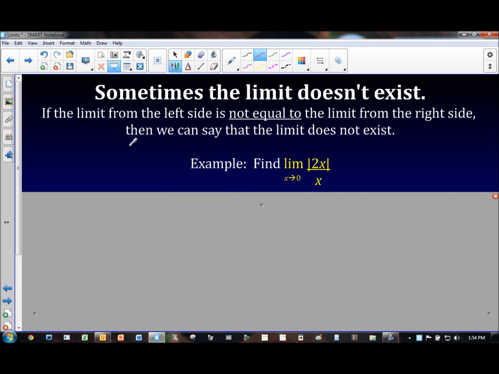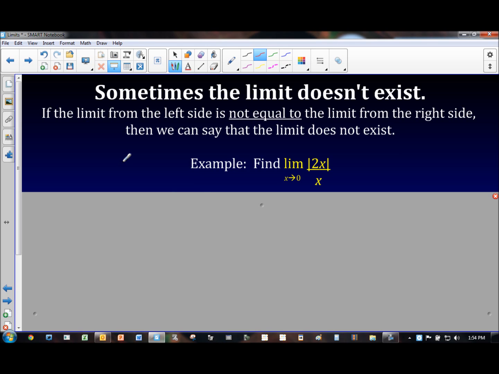All right, now this next thing can happen. Sometimes the limit doesn't actually exist. It will only exist if you notice a pattern when you're approaching the x value from the left and from the right. If you get closer and closer to the same y value, then the limit exists. But if you get different y values when approaching from the left and from the right, then the limit doesn't exist.